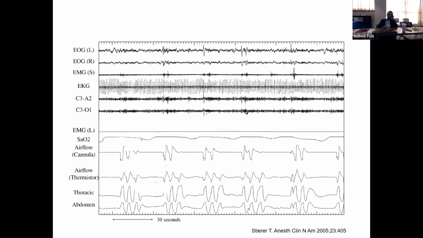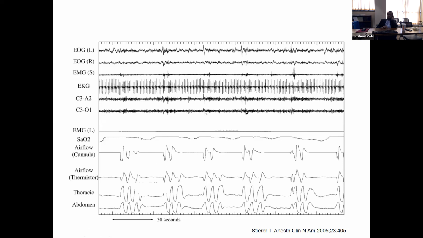Let's see. Look at the airflow. You can see there is essentially an absence of airflow during roughly all the events. I know there's a little wiggle going on at the bottom right, the abdominal channel, but I don't think that's necessarily true effort. So throughout all of these events, there's almost no effort in the thorax or the abdomen.